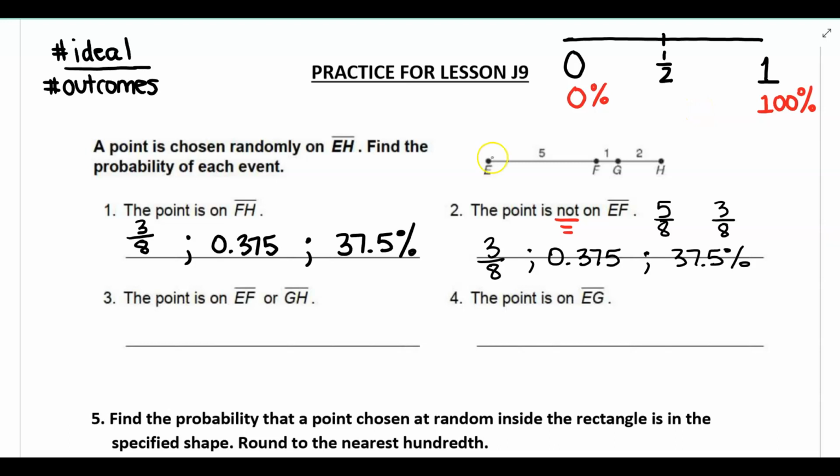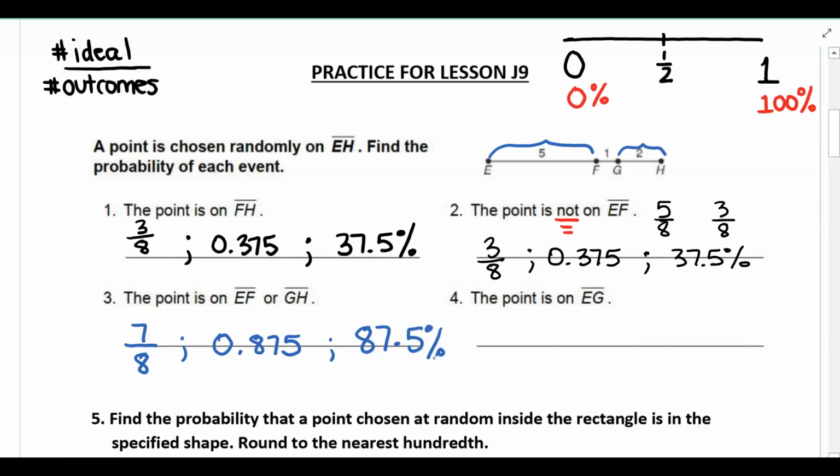Number 3, what is the probability that the point is on EF or GH? So we want the probability that it's on EF or GH. So that means it has a probability of being on any of those 7, let's say, inch spaces out of the full 8 inches. So we can represent this result as 7/8, which does not reduce at all, which is also equivalent to 0.875, which is also equivalent to 87.5%.